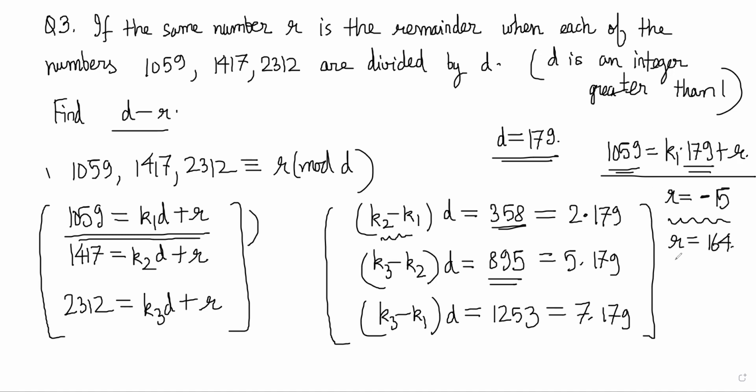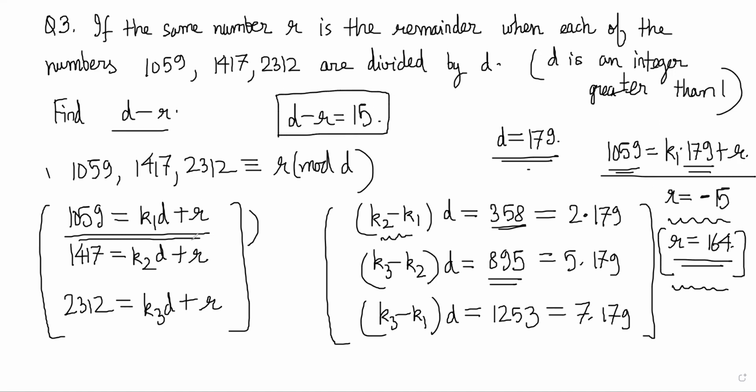So r is minus 15, or you can write r as 164 also. Because r must be a positive number, we can write it as 164, because you will say 7 times 179 plus 164, right? If you want to keep your remainder as a positive number. So then d is this, r is this. So d minus r is simply 15. We are using Euclid's algorithm and prime factorization to figure out the common divisor. And after that, it is pretty straightforward, right? Okay, let's go to the next one.